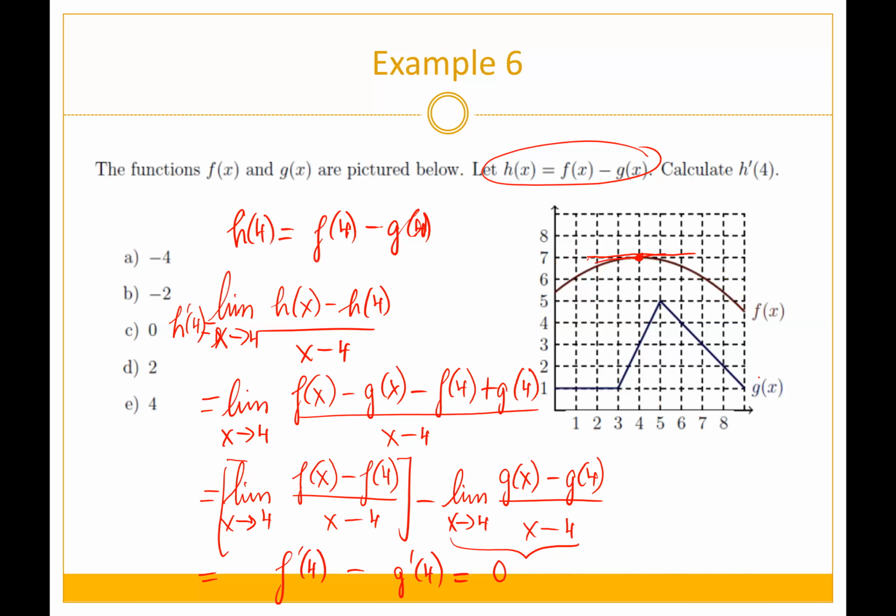As for g prime of 4, it's the slope of the tangent here. Since this is a straight line, the tangent overlaps with the line itself, and this is a line with slope equal to minus 2. So your answer is negative 2, and B is the correct answer. This is basically using the definition of the derivative with a little bit of algebraic manipulation. If you follow the definition, this exercise shouldn't be too hard for you.